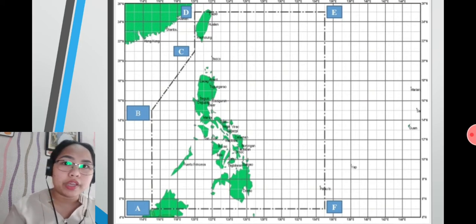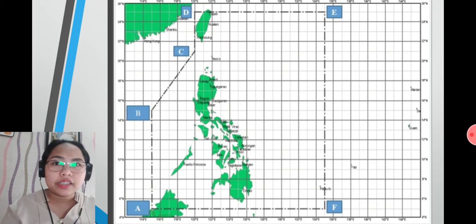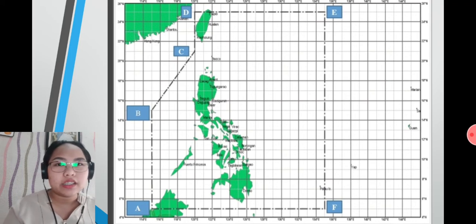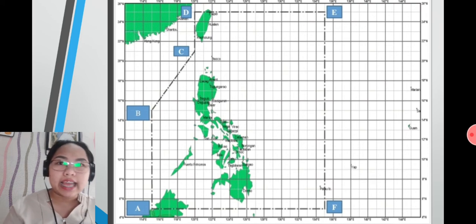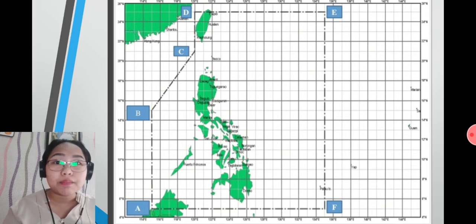So what are the points of the PAR? Since you are grade 8 students, you should know how to plot points in a Cartesian plane. Given the following coordinates, let's have the points of the PAR. Points are labeled as capital letters A, B, C, D, E, and F. The y-axis will serve as the latitude and the x-axis will serve as the longitude. Now, let us plot the points of the PAR.